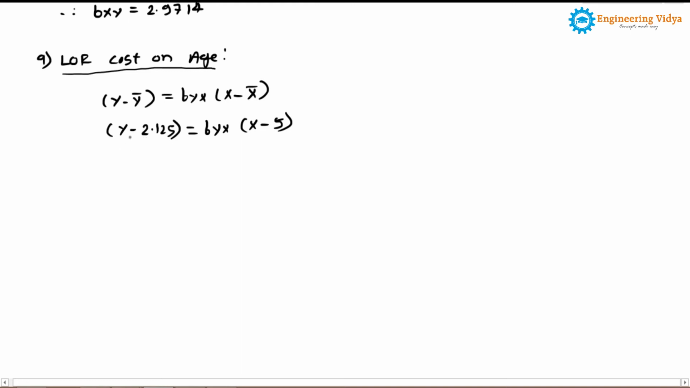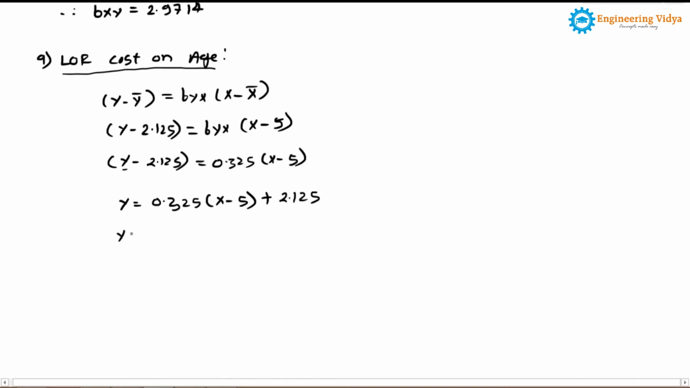So since here we have calculated byx also, we'll write that too: 2.125, and byx is 0.325, and x minus 5. Now we'll calculate the y. It will be on the left-hand side only, and the remaining part will go to the right side. That is 0.325 into x minus 5, plus 2.125.